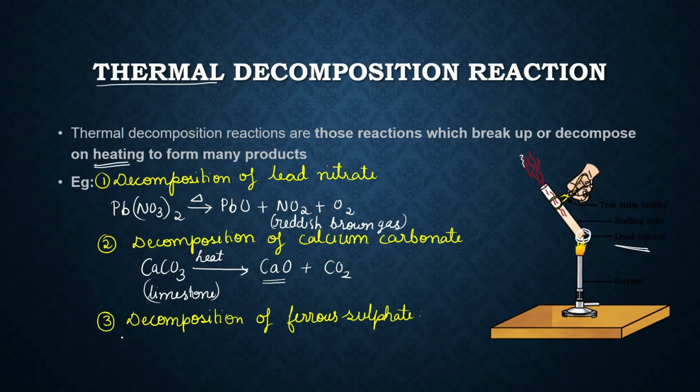Next thing is decomposition of ferrous sulfate. I've already given this example to you under the decomposition topic. Let me rewrite the equation. Ferrous sulfate, which is green in color, on heating undergoes thermal decomposition reaction to give iron oxide Fe2O3 plus sulfur dioxide SO2 plus sulfur trioxide SO3. And all these are evolved in the form of a gas, so I am representing it with an upward arrow.